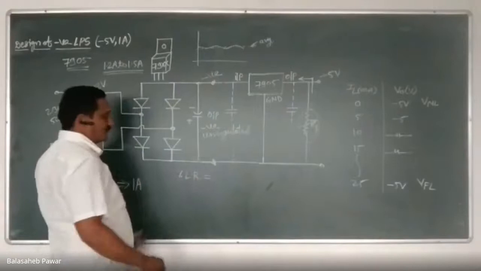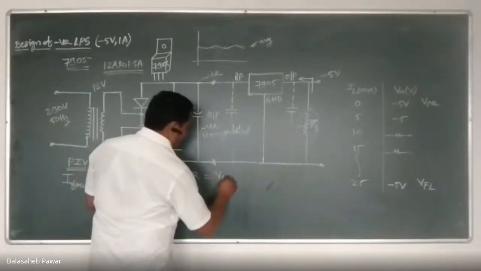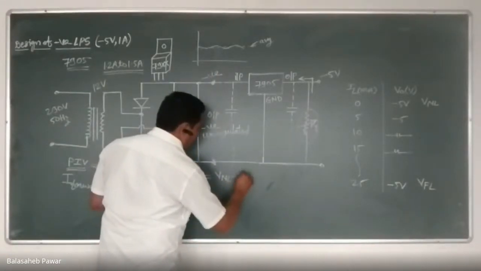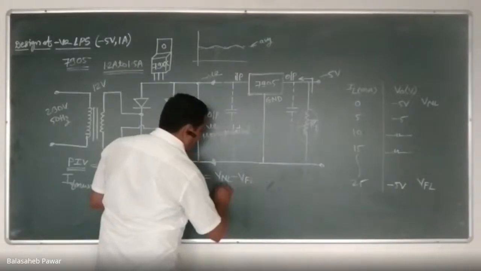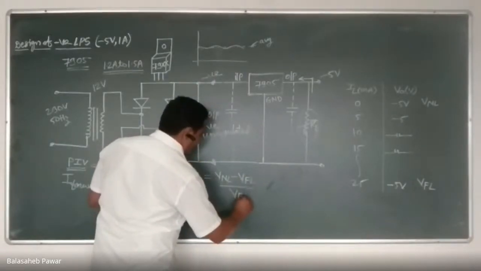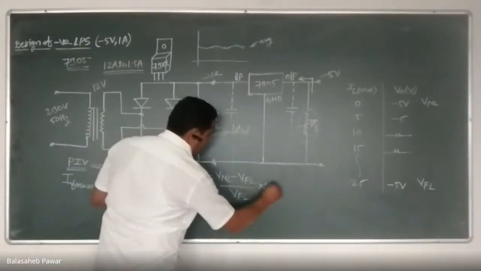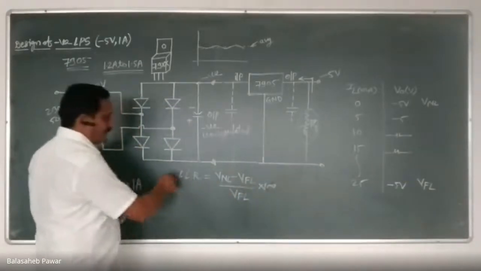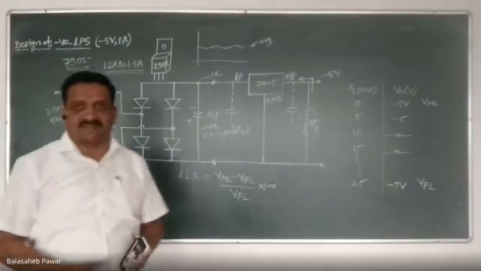Percentage LR equals what? There is one formula: voltage at no load minus voltage at full load, divided by voltage at full load, into 100. Yes or no? This is the formula to find the percentage load regulation, remember.